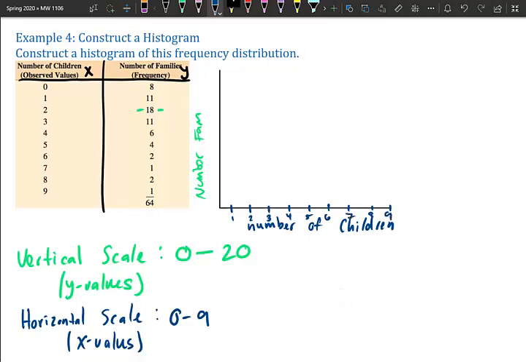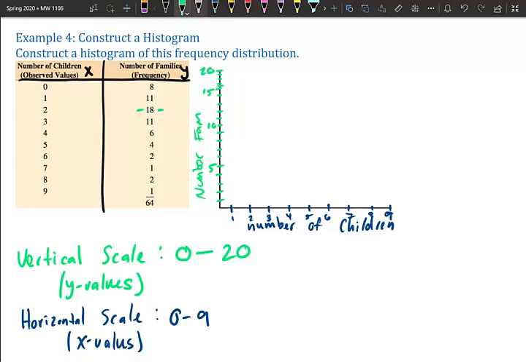Oh, so we have 0 through 9. And then our number of families, we have 0 through 20. Now, I'm not going to write 0 through 20. We're going to go by 5s to write it down. But we will put 20 tick marks. So that's 5, 10, 15, and we'll just say 20 is on top. Yeah, there's 20. Make it fit.